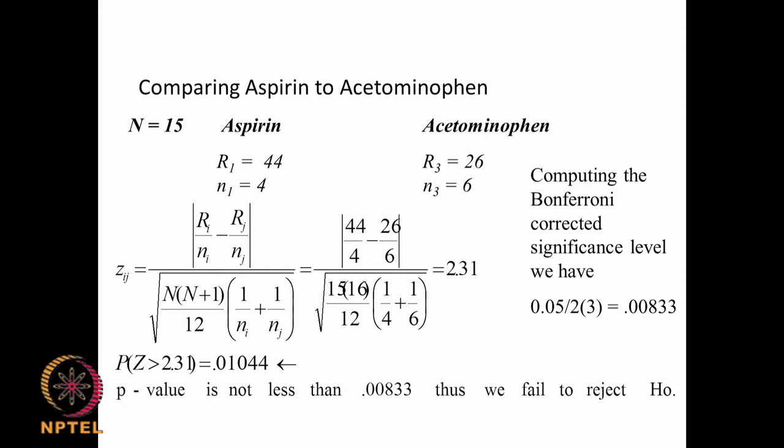0.00833, okay, and this is much less than this particular probability value. So obviously the p value is not less than the 0.00833 value. So we fail to reject the H naught, that is the H naught in this particular case is aspirin and acetaminophen behave in the same way. There is no reason for you to reject the null hypothesis.